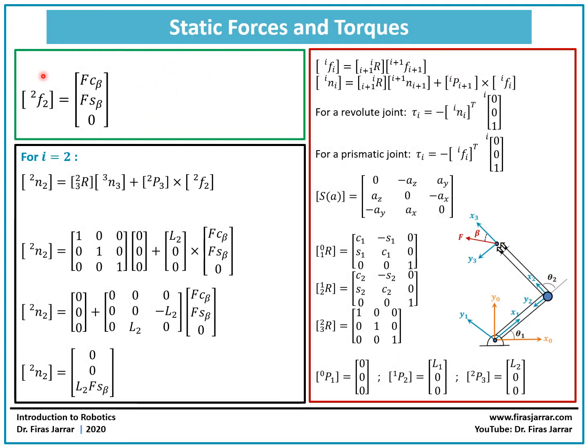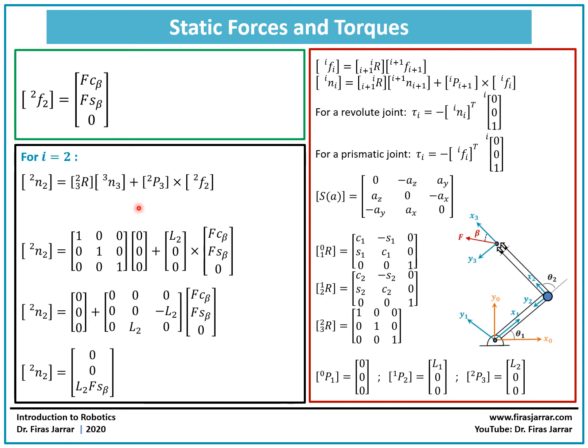Now I added one more box, a green one here, where I have the results. I'll keep updating this with the new results as we proceed. So now we have the force acting at joint 2, and since both frame 2 and frame 3 are parallel, I expect that the force will have the same components as in frame 3. So it's going to be the same.